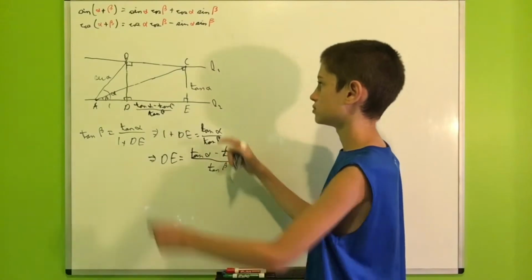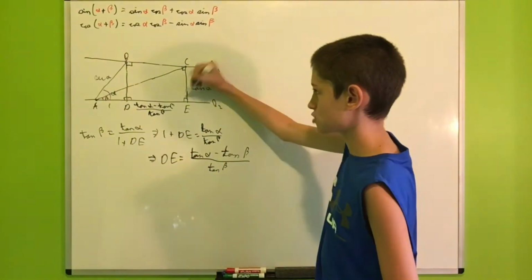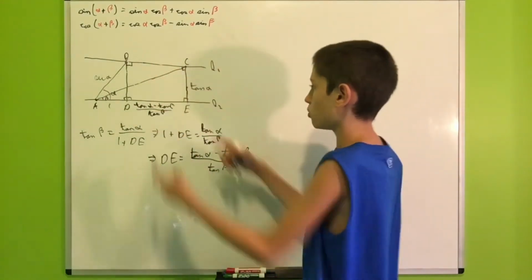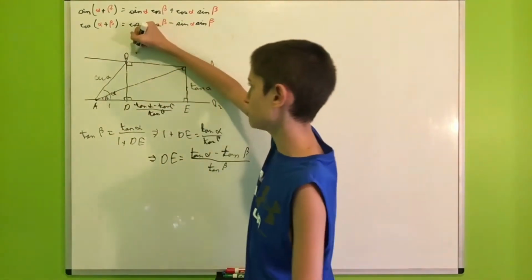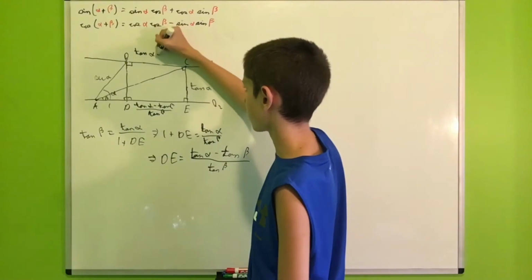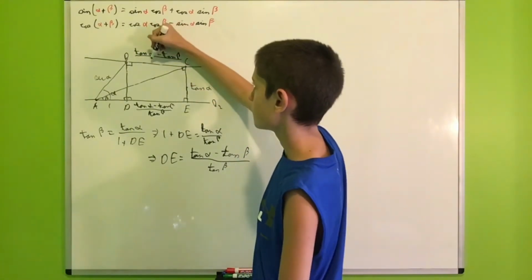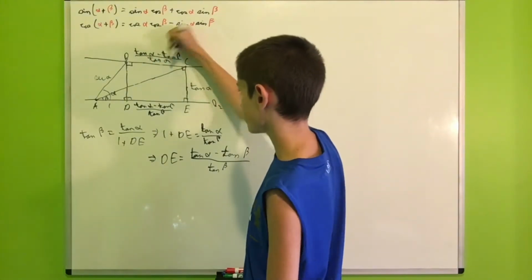So now we can see that, as we said earlier, BCED is a rectangle, so BC will be equal to DE, which will in turn be equal to the tangent of alpha minus the tangent of beta all over the tangent of beta.